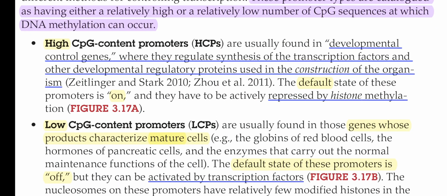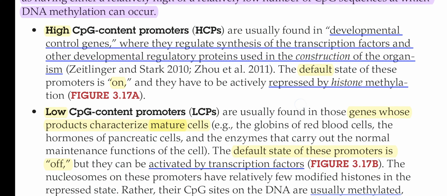So in the case of high CpG, this helps to regulate in this way. A promoter with a high number of CpG, multiple CG sequences in the promoter region, has developmental control genes which regulate the synthesis of transcription factors and other developmental proteins used in construction of the organism. So the default state here is on, and they have to be actively repressed by histone methylation. Getting my point? Not getting it, I think.